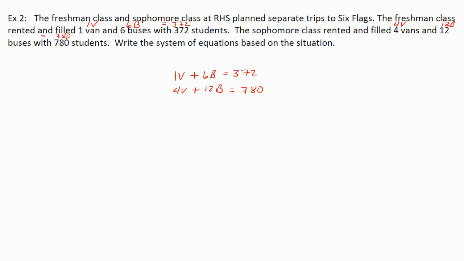So remember the strategy when we're doing these word problems. You look for those keywords. Read the problem first without trying to work it so you get a general idea of what's happening. Then go through and translate the words into symbols and then make sure it makes sense. So after I write this, one of the final strategies to check yourself is to reread it with a word problem. So it says the freshman class rented 1 van and 6 buses with 372 students. The sophomore class rented 4 vans and 12 buses with 780 students.